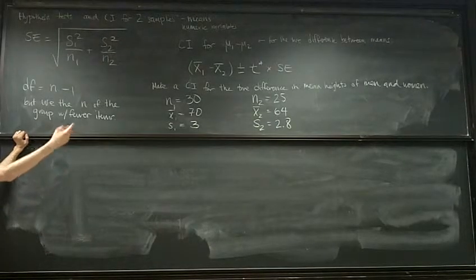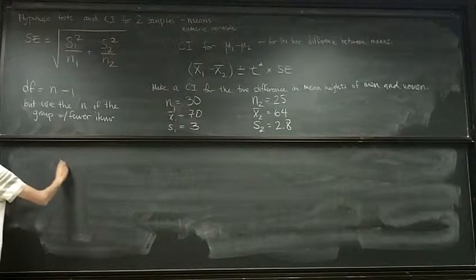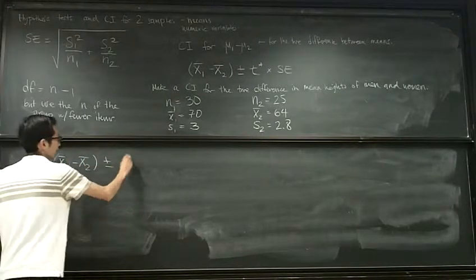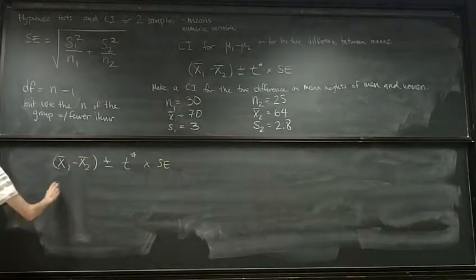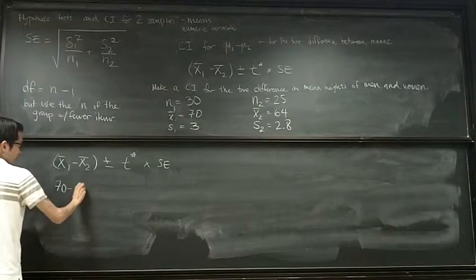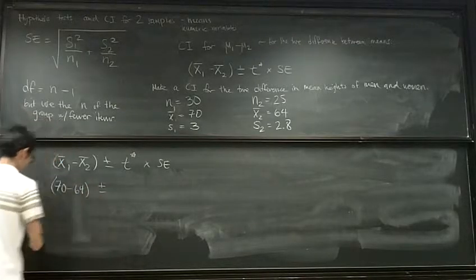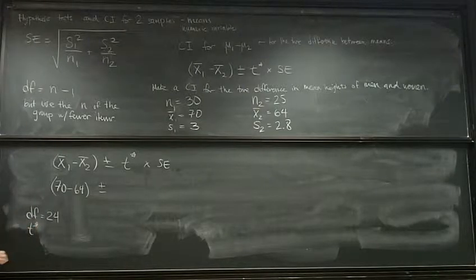Okay, so let's do this. Did anyone already figure this out? How do you know what the degrees of freedom are when you have two groups? Oh, okay. Let's do a 95% confidence interval.